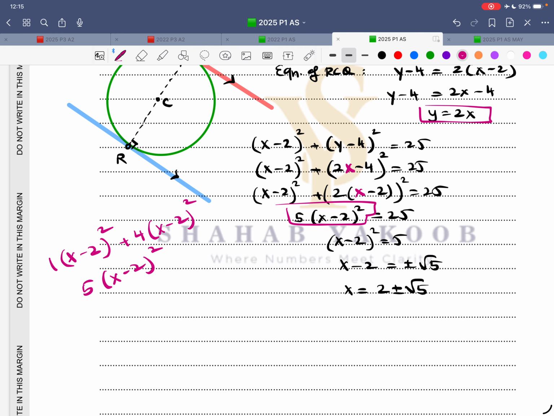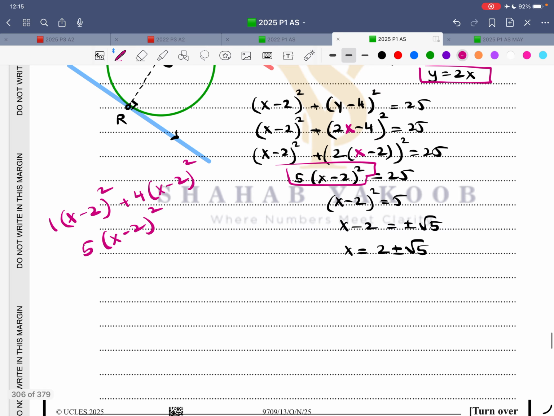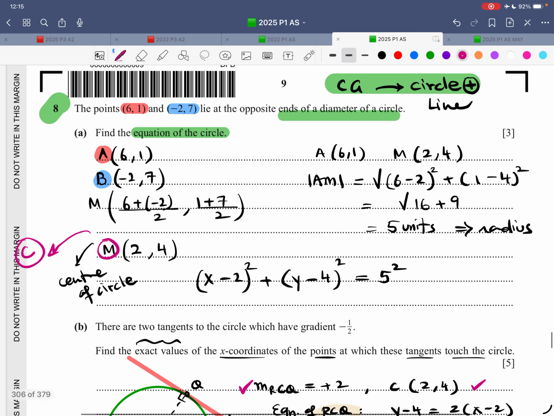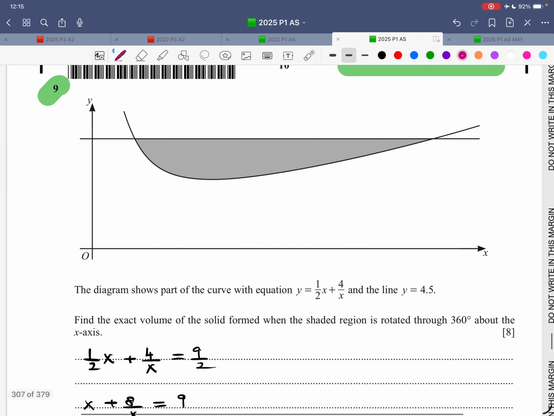If someone is taken by surprise, that's the kind of maths that I teach. And then x minus 2 whole square is 5. Take the square root, plus minus root 5. Make x the subject. So the coordinates are 2 plus root 5. That is one x coordinate. 2 minus root 5. That is the other x coordinate. This is question 8. Question 9.